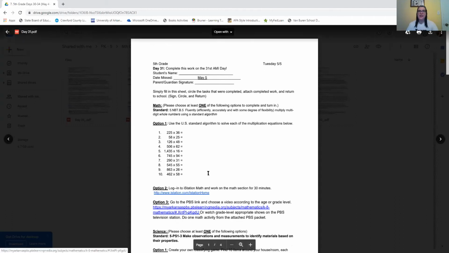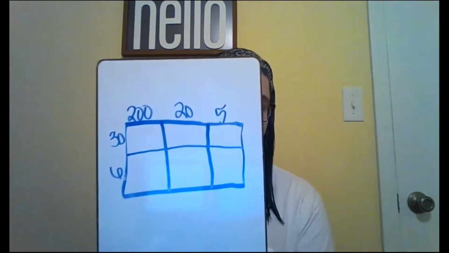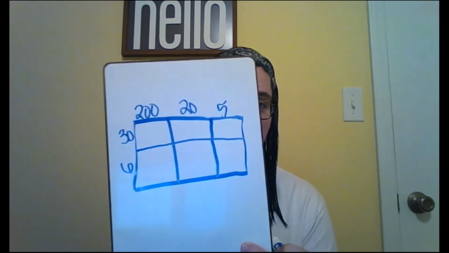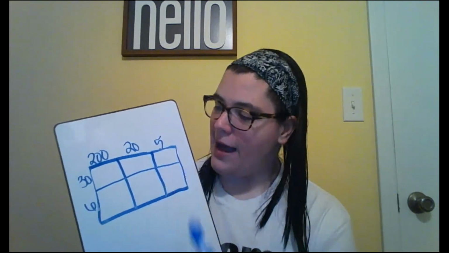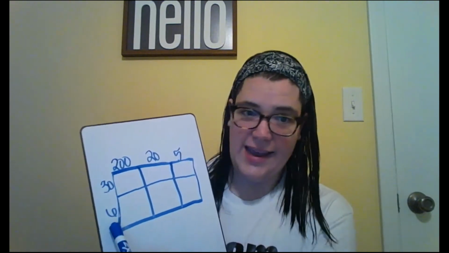Okay, so I'm going to switch back to just me, and we're going to go over how to do the box method. So let me situate this so I can see the first problem. So problem number 1, if you choose to do option 1 in math, problem number 1 is 225 times 36. So I went ahead and set up my box for it. I did 225 there on the top, and I just broke it up by place value. Here's my 200, my 20, and my 5 for my 225. And then on the side here, I did my 30 and 6.